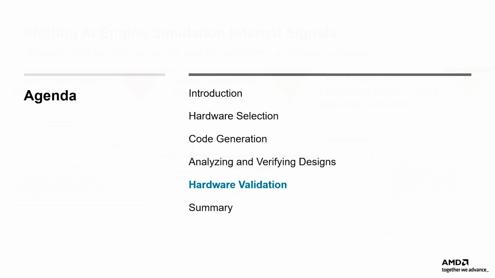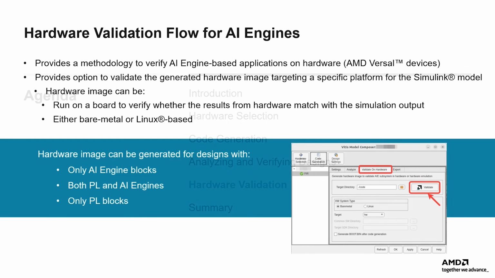Now let's look at hardware validation. The hardware validation flow for AI engines in Vitis Model Composer provides a methodology to verify AI engine-based applications on hardware. Vitis Model Composer provides the option to validate the generated hardware image targeting a specific platform for the Simulink model. This hardware image can then be run on a board to verify whether the results from hardware match with the simulation output. This image can be either bare metal or Linux based.